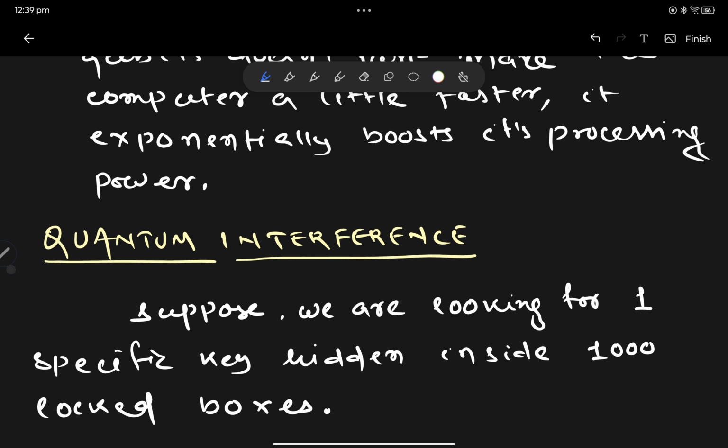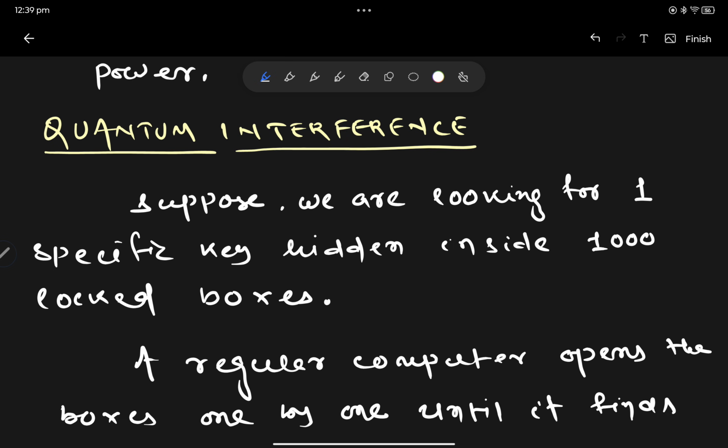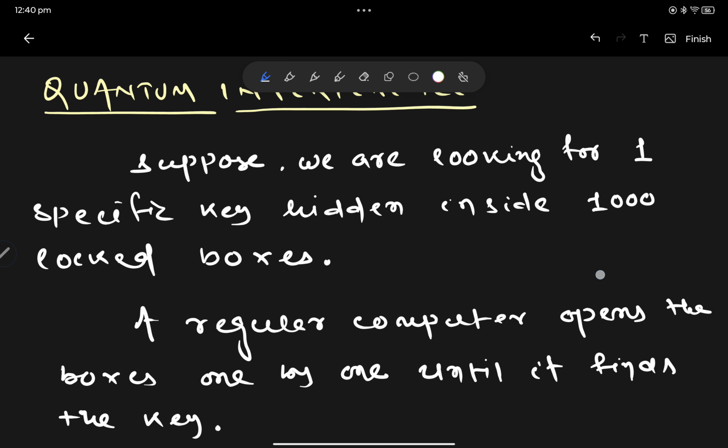Then there is another phenomenon: quantum interference. What is interference actually? You all, if not all, at least you know about noise cancelling headphones. Nowadays they are cheaply available, noise cancelling earphones at around 1500 to 2000 rupees. What they do is send an opposite signal to the noise they receive, so they cancel out. Something of that kind happens here.